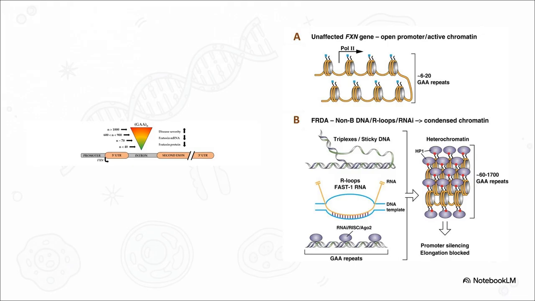In a normal chromosome, this GAA sequence stutters or repeats fewer than 40 times. But in patients with Friedreich's ataxia, this sequence expands massively, jumping to over 600 or even 900 repeats. And the consequence of this is huge. All those extra repeats cause the DNA structure to physically clump up and condense into something called heterochromatin.